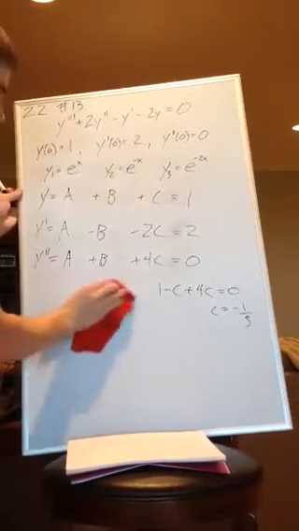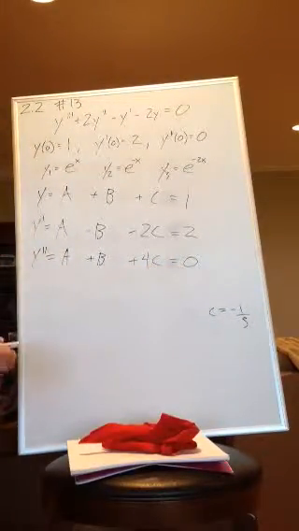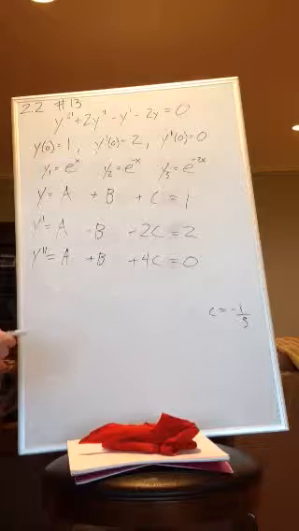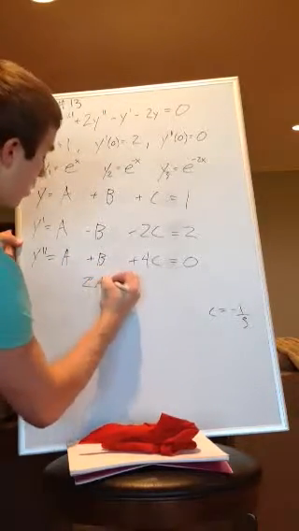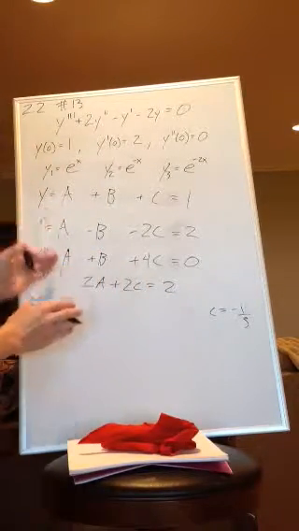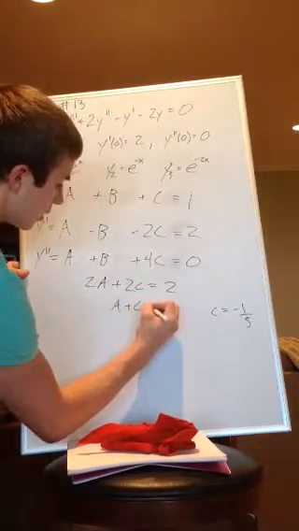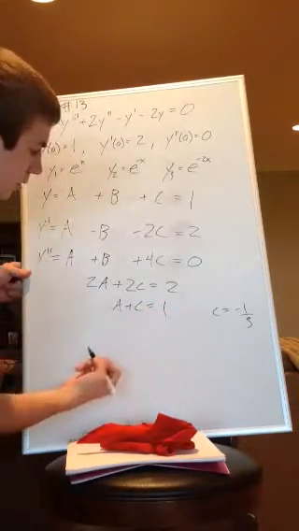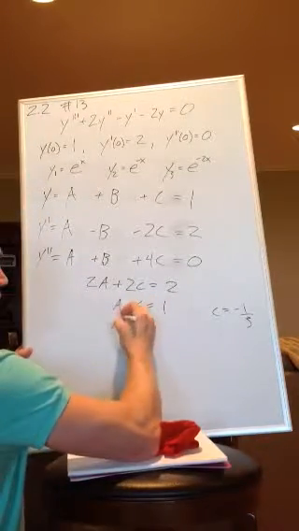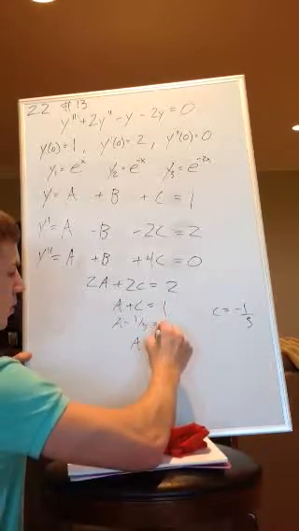Okay, so now knowing that, I'm going to pick the next easiest way to find one of the constants, and that's right here. We have a negative b and a positive b, and those will cancel out, so we'll be left with 2a plus 2c equals 2. Adding these two equations together, that's what we come up with. In the end, we're going to be left with a plus c equals 1, and we know now our c, which is negative 1/3. So a minus 1/3 equals 1. Add that over, we're going to have a equals 4/3.